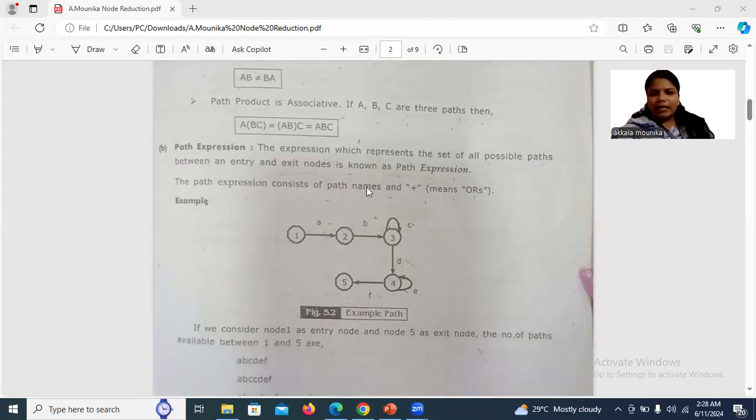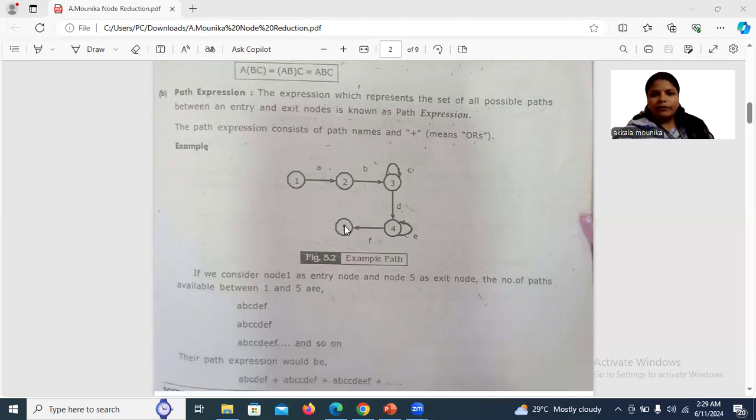The path expression consists of path names, and the plus means the OR symbol, that is, addition. Example here, from the first node to the fifth node, how many links are there? From 1 to 2, A is there; 2 to 3, B is there and a self loop C is there; 3 to 4, D, and the self loop of 4 is E; and from 4 to 5, F.